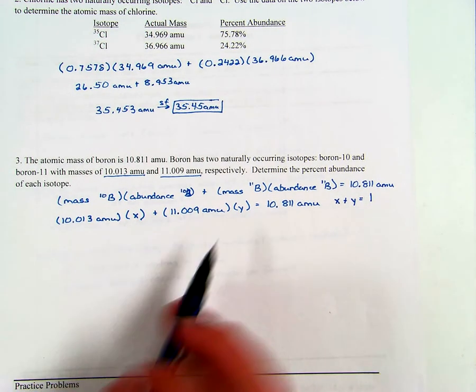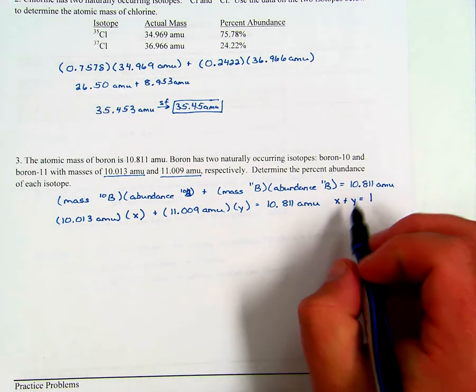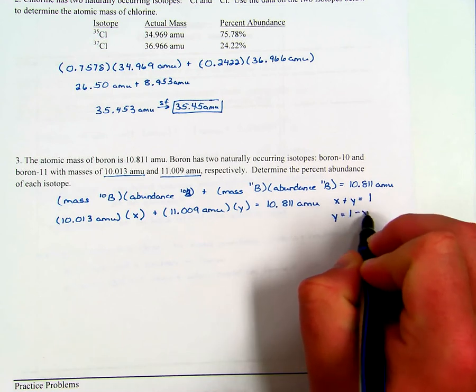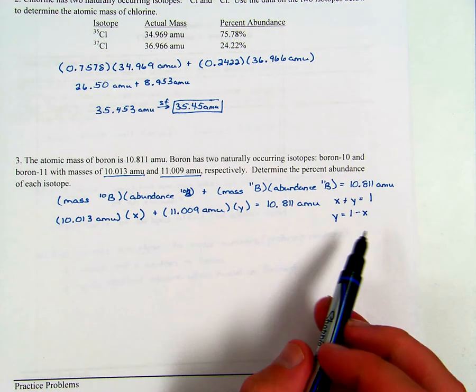So if I solve this, say, for y, that would be y equals 1 minus x, just subtracting x over to the other side. I'm going to substitute this value in every time I see y, which happens to just be one place, which is right there.